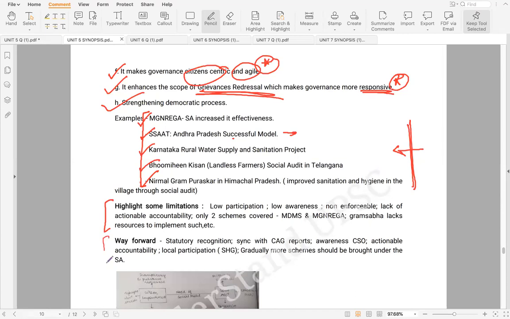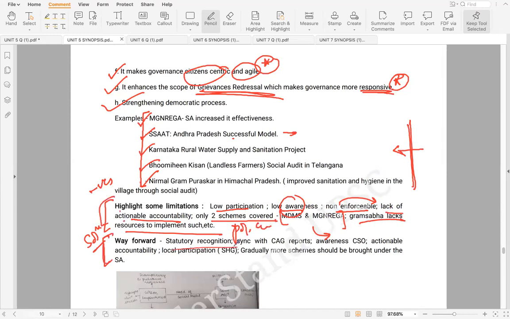Now we have to also talk about some negatives and then some solutions for it. Low participation, low awareness, non-enforceability, lack of actionable accountability, which is again non-enforceability. Only two schemes covered mainly, which are midday meal scheme and Maganrega. Other schemes not properly implemented. Gram Sabha lacks resources to implement such activities. Awareness is already talked about. It's low political culture also, right? So all of these are some limitations.